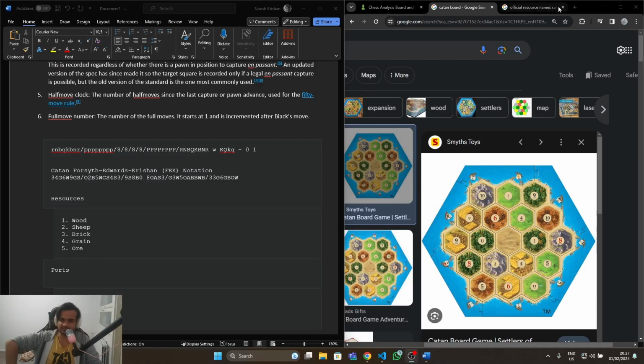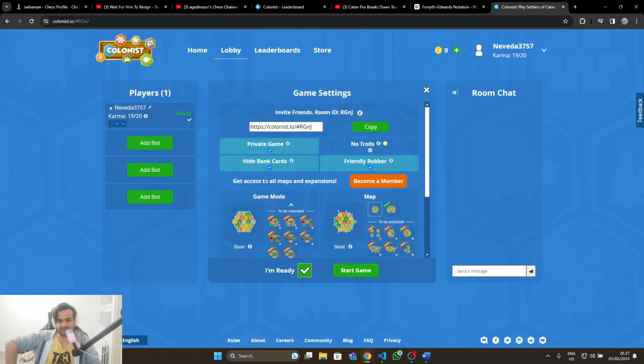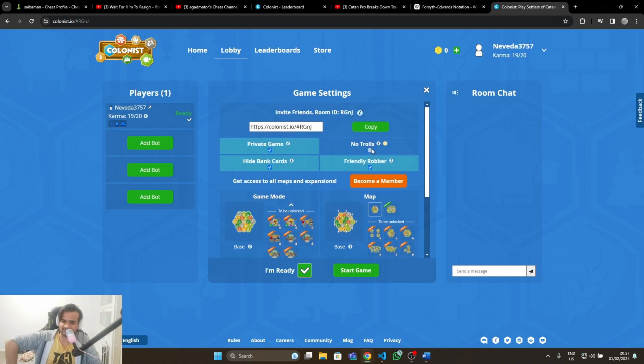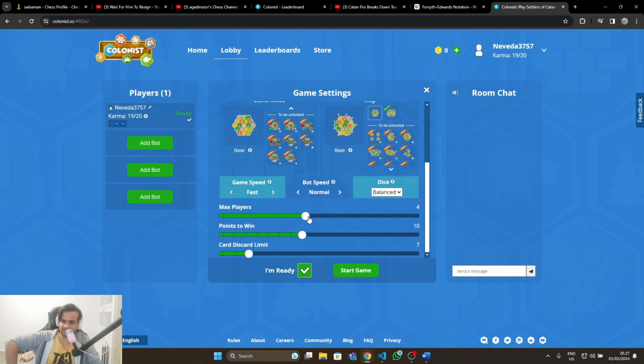Here, let me show you some of the special rules that we can have. So if I'm trying to play a game of Catan, I can have a private game. That doesn't matter. No trolls. It's okay. These are things you can set later when you're loading the game, the friendly robber. But here, max number of players. I think you can also set this. The notation isn't supposed to store the whole game, right?